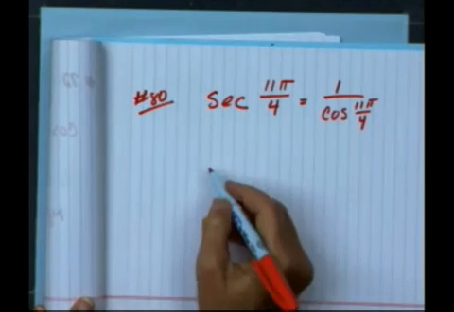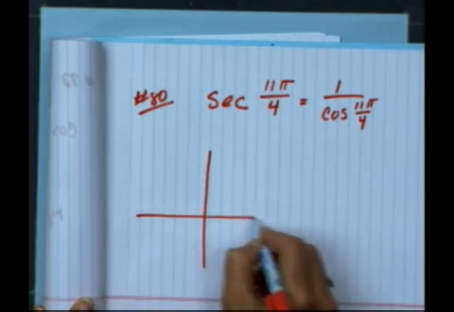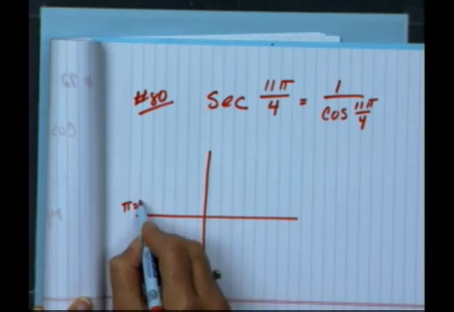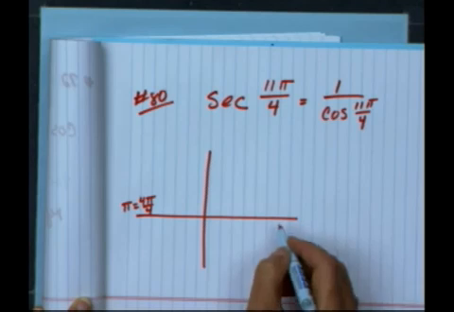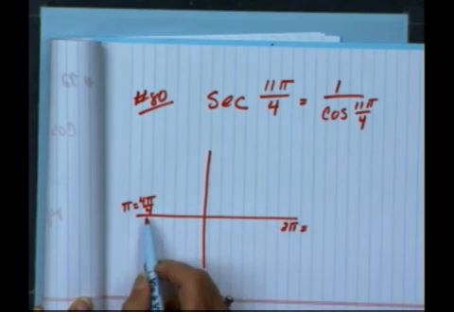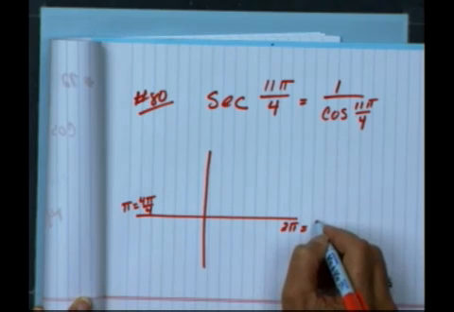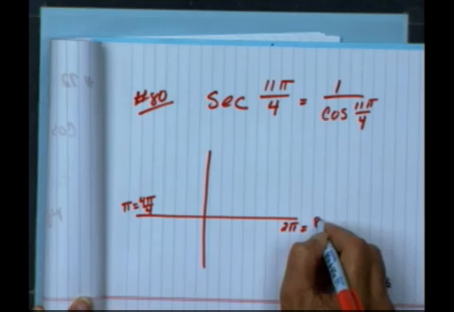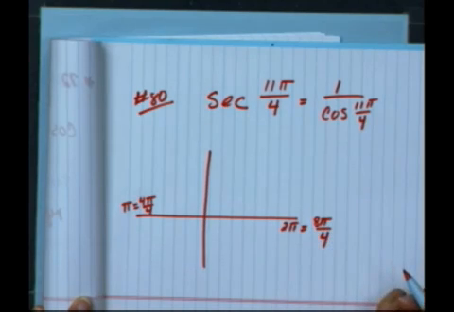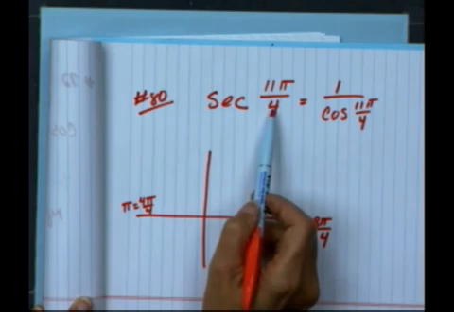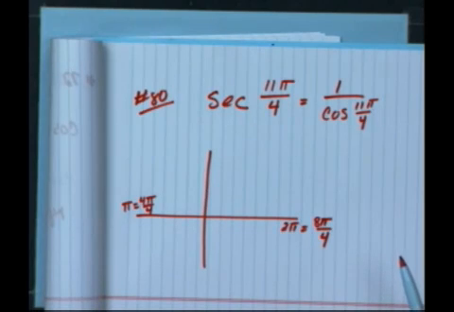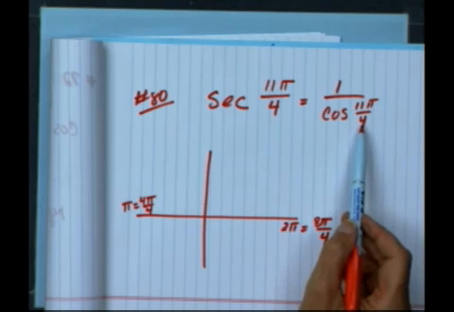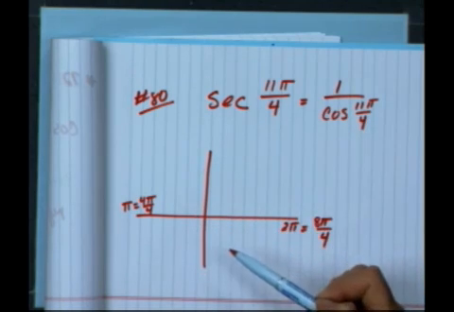Let's see where we are. Pi is the same thing as 4 pi over 4. If you go all the way around to 2 pi, and you wanted to get it with a common denominator of 4, that's the same thing as 8 pi over 4. So where's this angle going to end up that's 11 pi over 4? Negative y-axis? No, it's in the first quadrant.